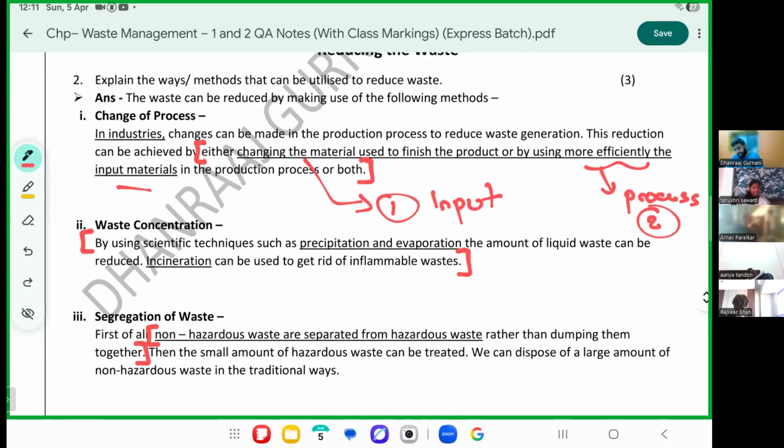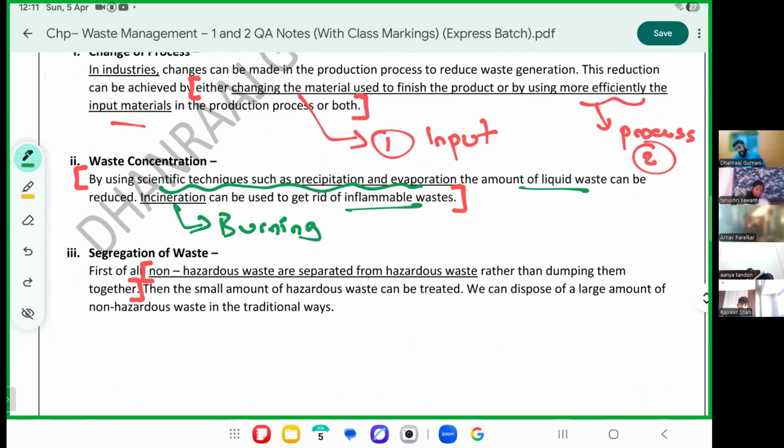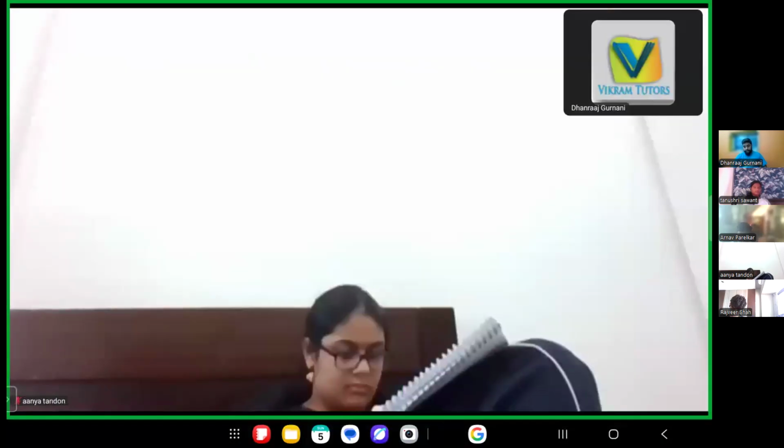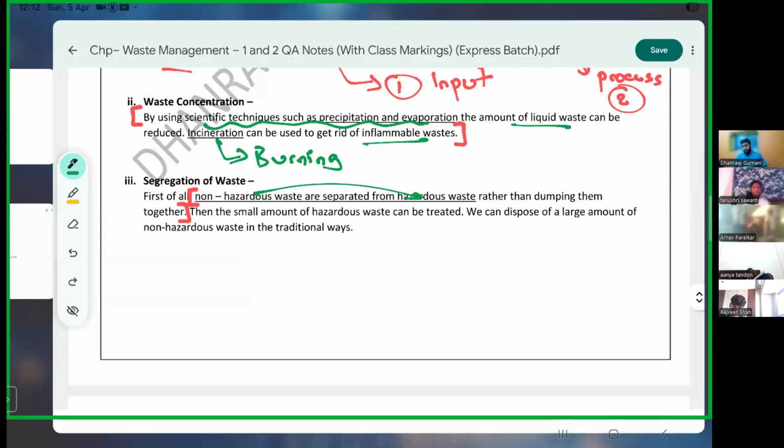By using scientific techniques like precipitation and evaporation, you can reduce liquid waste. And by incineration, which means burning, you can get rid of inflammable waste. And by segregation, you can keep non-hazardous waste from getting dumped together with hazardous waste. As a result, all these three methods reduce the quantity of waste.